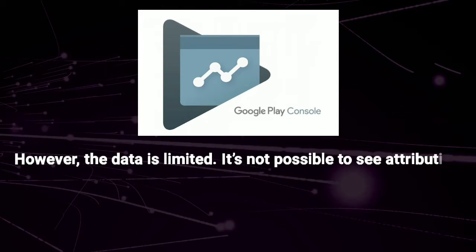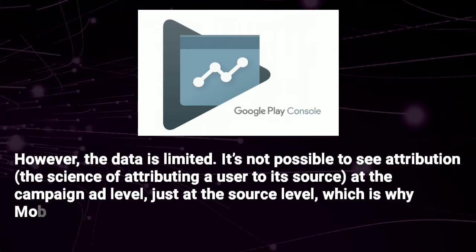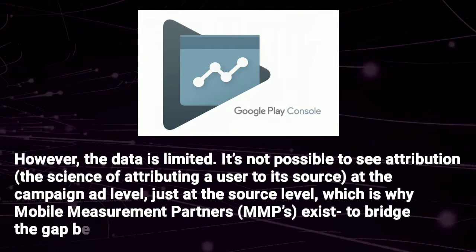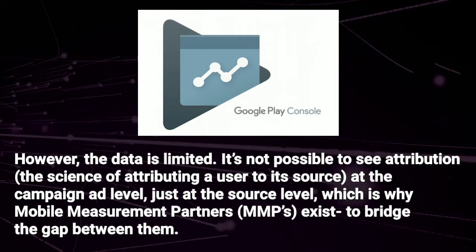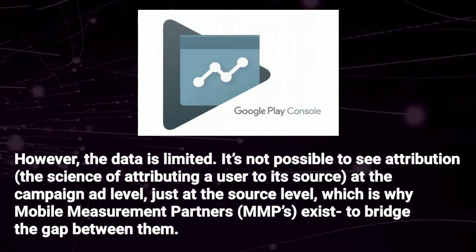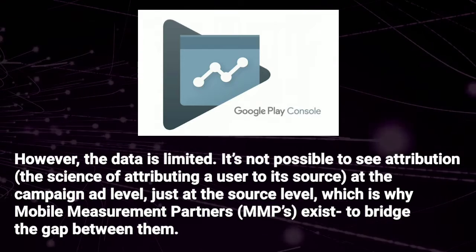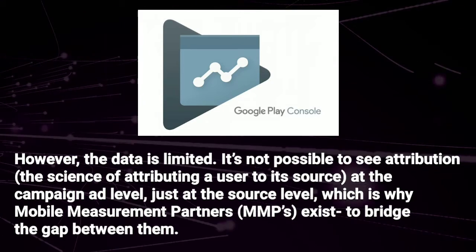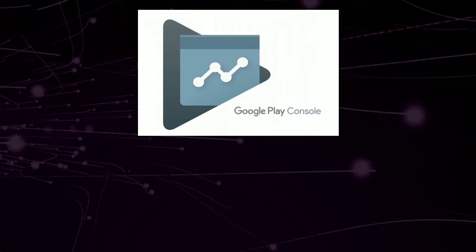However, the data is limited. It's not possible to see attribution, the science of attributing a user to its source, at the campaign level, just at the source level, which is why mobile measurement partners (MMPs) exist to bridge the gap.